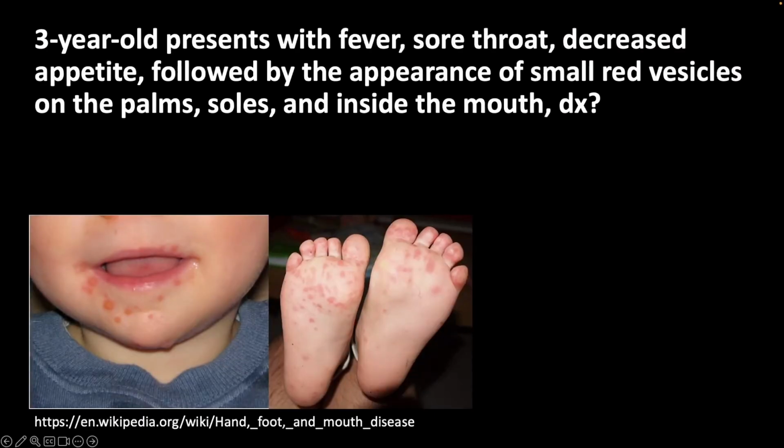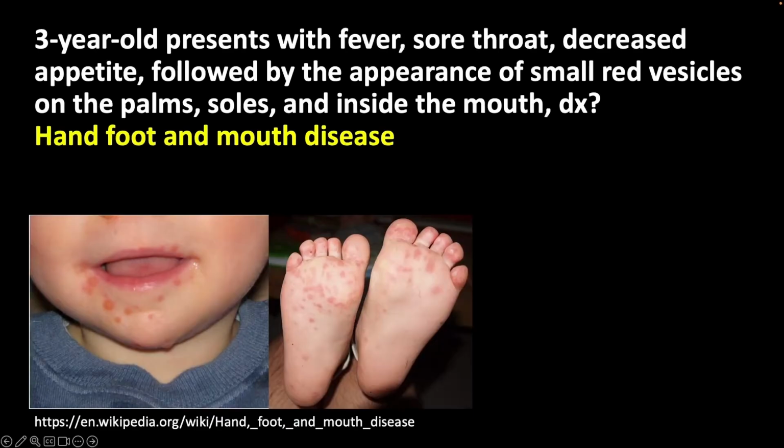Now we have a 3-year-old who presents with fever, sore throat, decreased appetite, followed by the appearance of small red vesicles on the palms, soles, and inside the mouth. What are we concerned for? This is hand, foot, and mouth disease. And what's it caused by? What bug? Coxsackie A. This is different than Coxsackie B, which causes pericarditis. And they're both part of the enterovirus family.